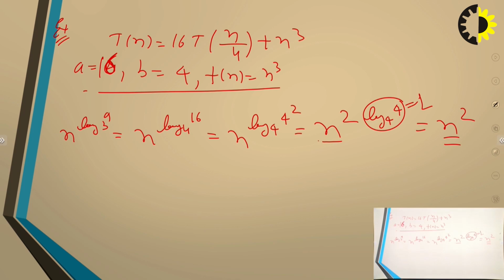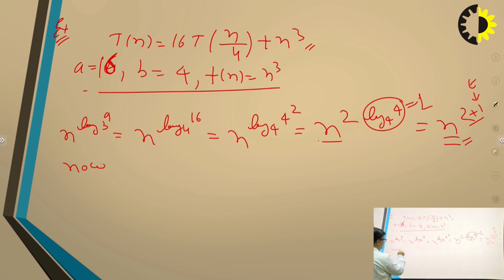Got it? So here we will check the condition. This is n square and this is n cube. Here if we add plus 1, that means epsilon becomes 1. And always remember that the value of epsilon here is 1. Okay, so we will apply case 3. But before applying case 3, we will now check the regularity condition.